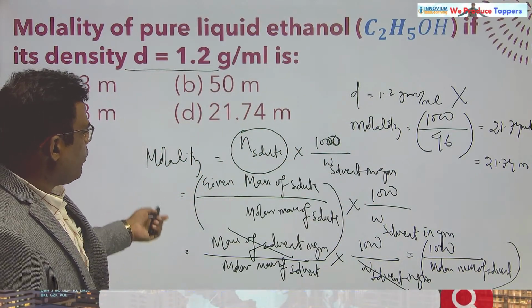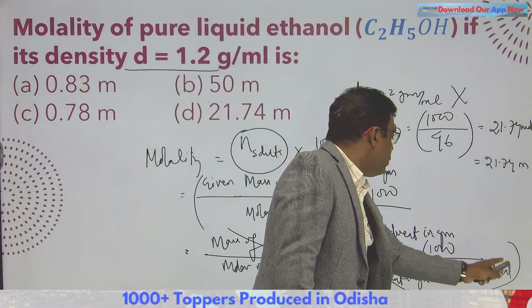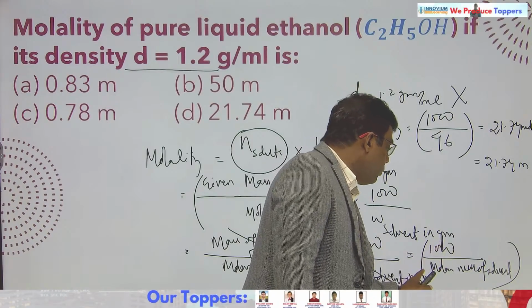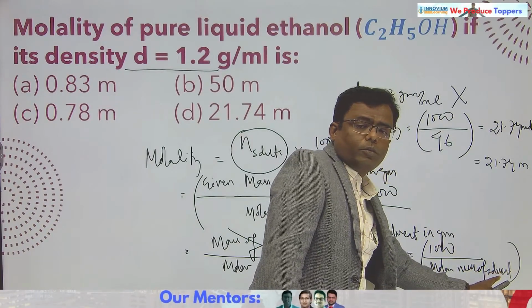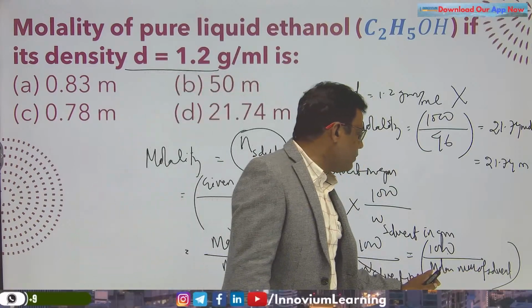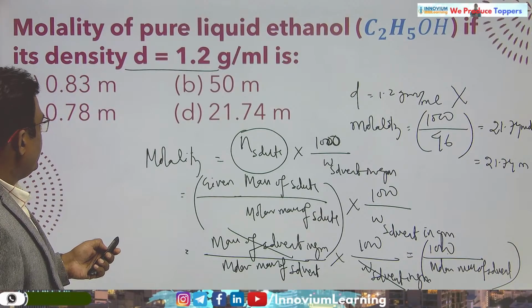So I hope all of you got this answer, and this is the expression to find the molality of a pure liquid, that is 1000 upon what? Molar mass of that pure liquid, correct. This is 1000 upon molar mass of that solvent, or you can consider molar mass of that pure liquid. Next question.